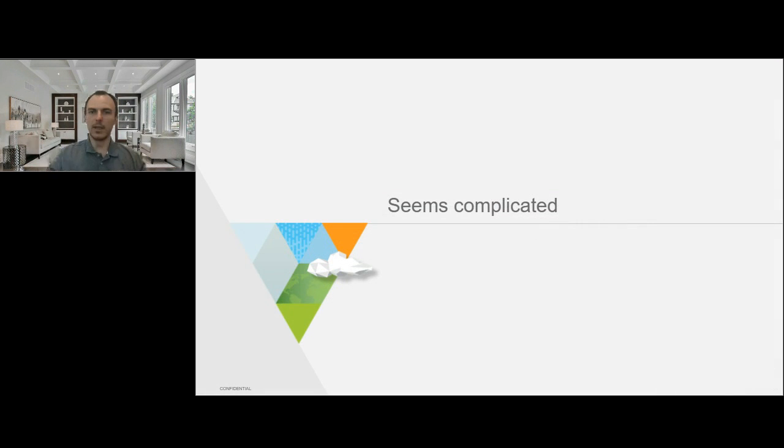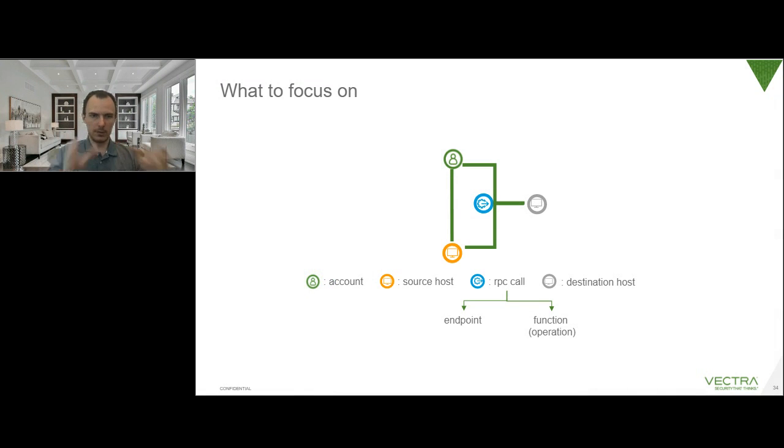So again, okay, this is getting complicated. How do we break this down into its core components? Borrowing a little bit from the design paradigm of the PAA, this is what we're looking at with RPC calls. At the top there, you have the account. This is the user account that's actually performing the action of making the request. Source host, where that account is operating from. The specific RPC call, which we can break down in our investigation into endpoint and the actual operation. And then obviously the destination host.